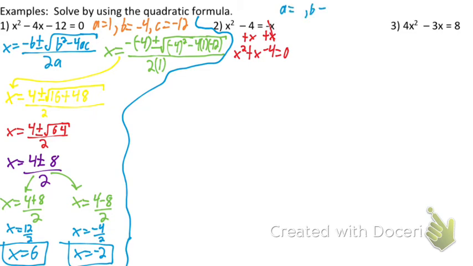What's my A on this one now? 1. What's my B? 1. And what's my C? Negative 4. Those are pretty small numbers. That should be nice. Does someone want to tell me the quadratic formula so I can write it down? X equals negative b plus or minus the square root of b squared minus 4ac over 2a. Very good. And Courtney, thank you for offering to do that as well.